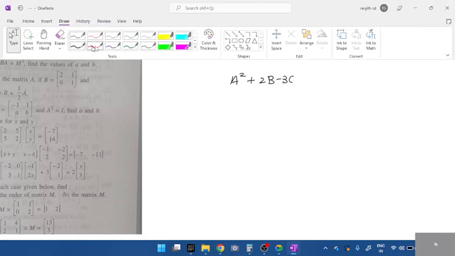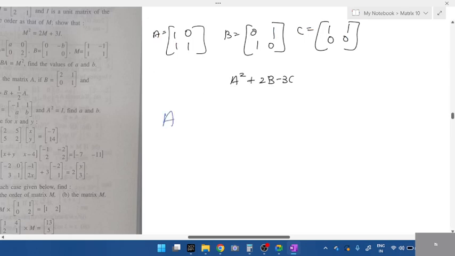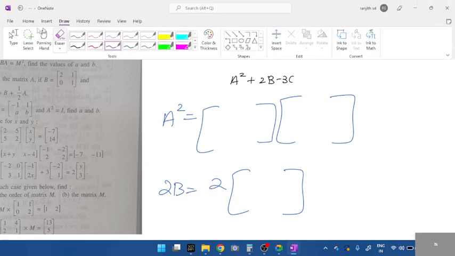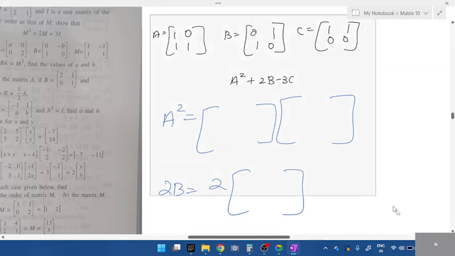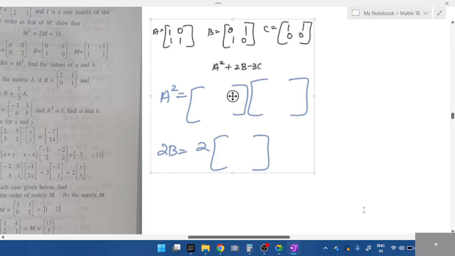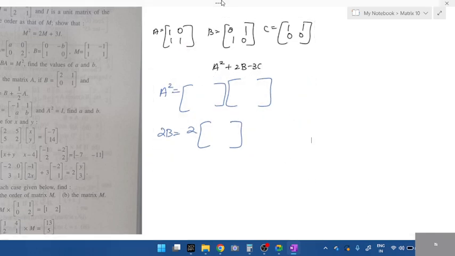See, even this one I'll tell you all. Do it step by step. What's the first one given? A square, right? First solve A square, students. Complete A square. Then take 2B and solve it. Below that, take 3C. Don't try to do it in one single line. Don't take all the matrices and try to do it in one single line. You'll definitely go wrong. Complete one by one. Later you add and subtract it.